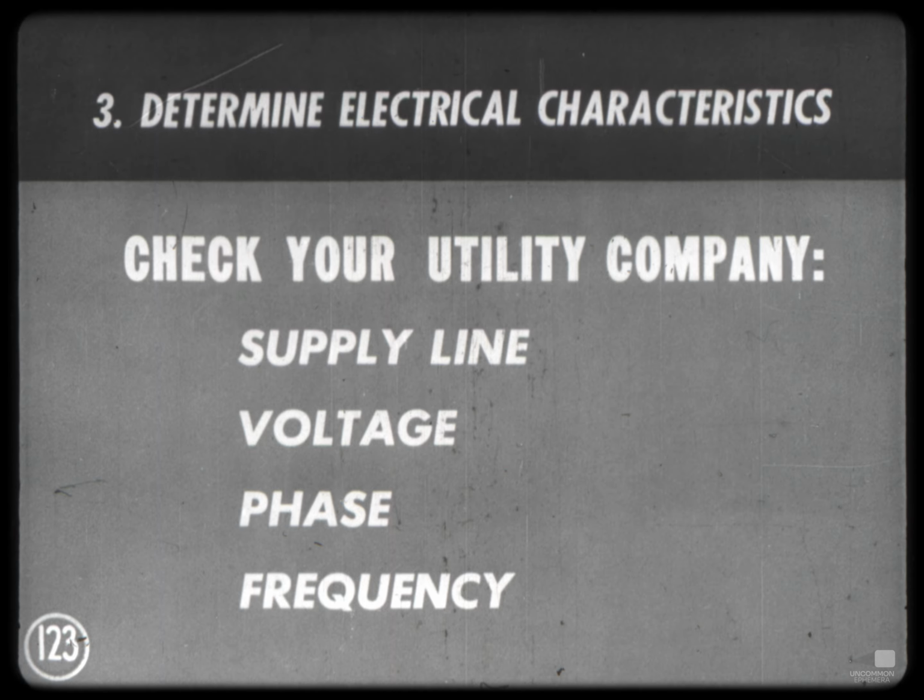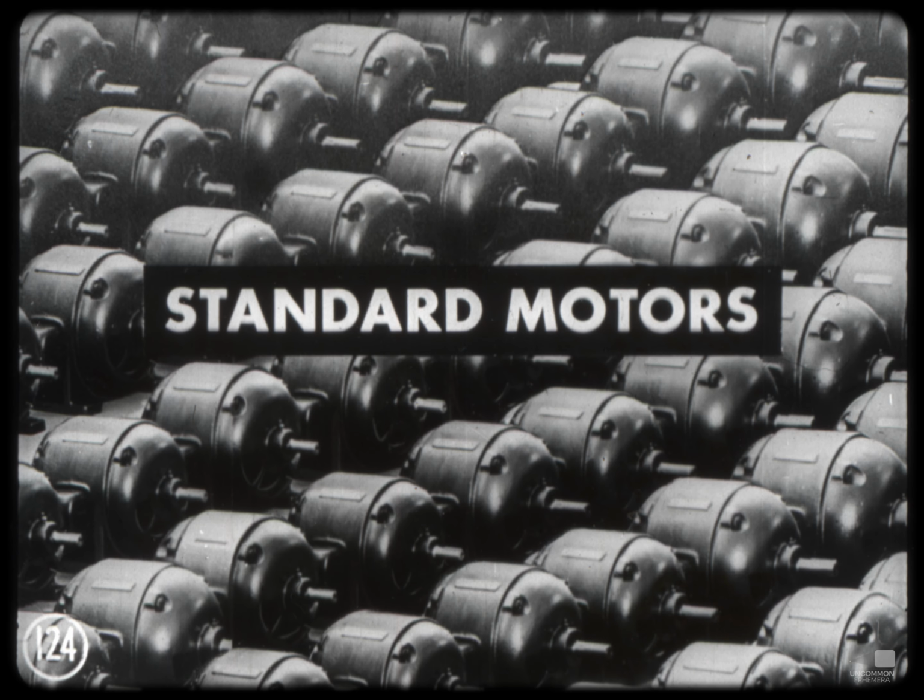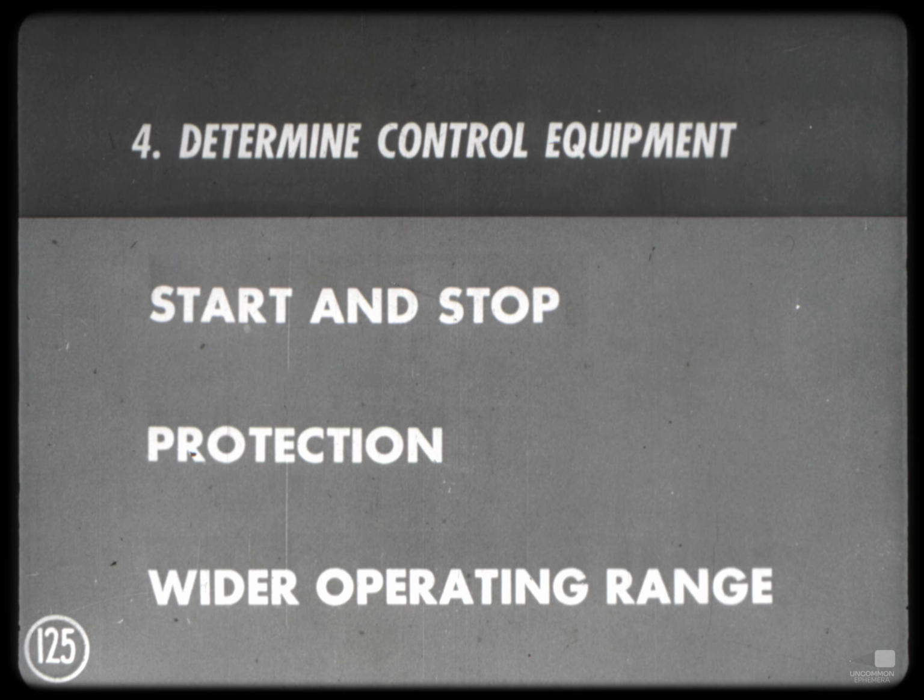3. Determine the electrical characteristics. It's usually wise to check the electric utility on the capacity of the supply line and on the voltage, phase, and frequency available. When these facts are known, then a check can be made to see if a standard motor can be selected for operation on the power available. 4. Determine the control equipment. Every motor selected requires some control, whether merely to start and stop the motor, for protection of motor, machine, and operator, or to get a wider operating range for the driven machine.